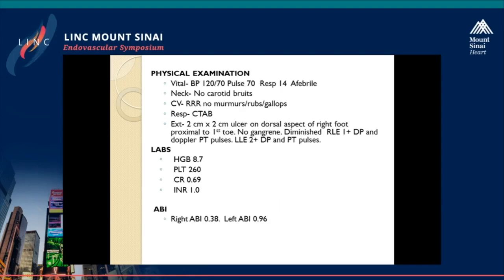On examination, the patient is noted to have a 2 centimeter by 2 centimeter ulcer on the dorsal aspect of the right foot, just proximal to the first toe. No gangrene is noted. She does have diminished pulses in the right lower extremity, 1+ on the DP and Doppler PT pulse. Left lower extremity pulses are normal. Her laboratory data reveals that she's anemic, otherwise all normal. Her right ABI is noted to be 0.38, and her left ABI is 0.96.